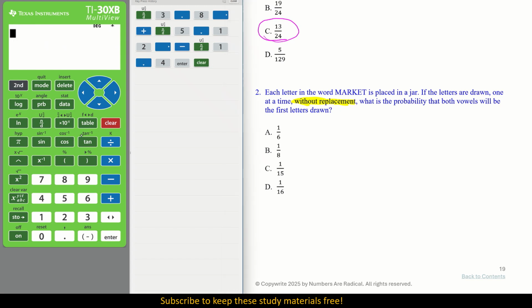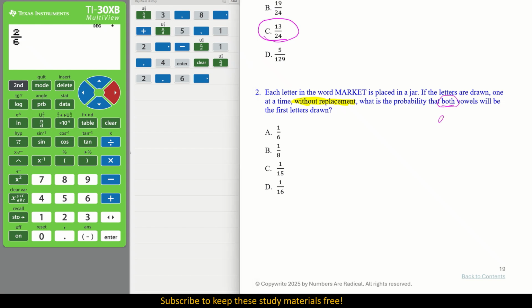Okay, so what are we going to do here? We are going to have a fraction. Well, we have 6 total letters, 2 vowels. That is 2 out of 6. And yes, you could reduce it, but it's better when you're testing not to reduce anything. That's why we have a calculator that does a lot for us, okay? All right, so now we have that, and it says both.